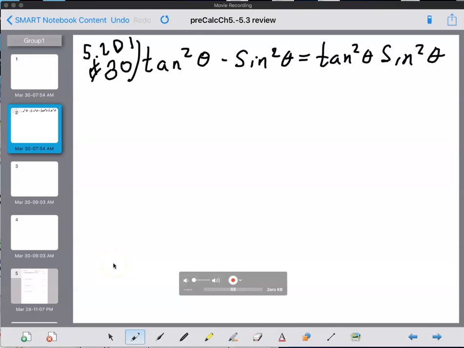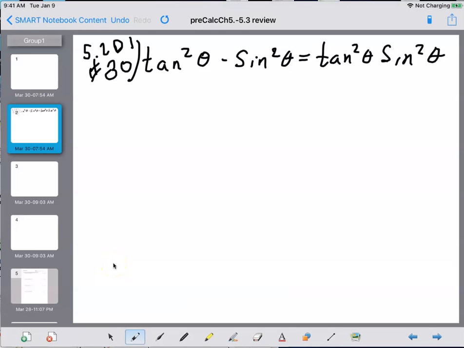Okay, this is assignment 5-2, day 1, problem 30. Tangent squared theta minus sine squared theta is equal to tangent squared theta sine squared theta.